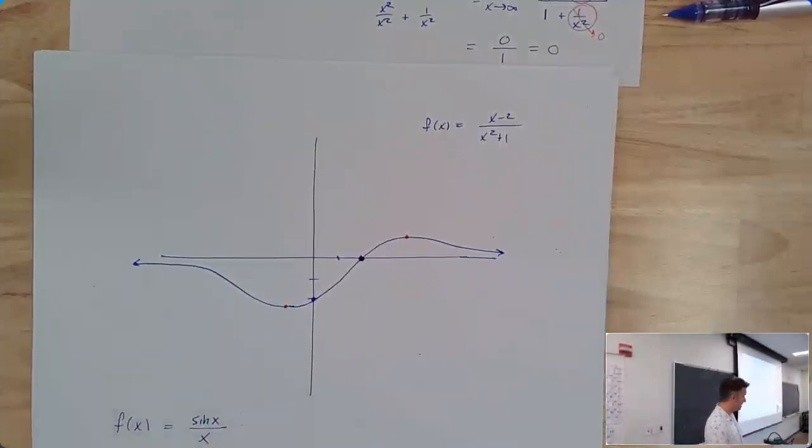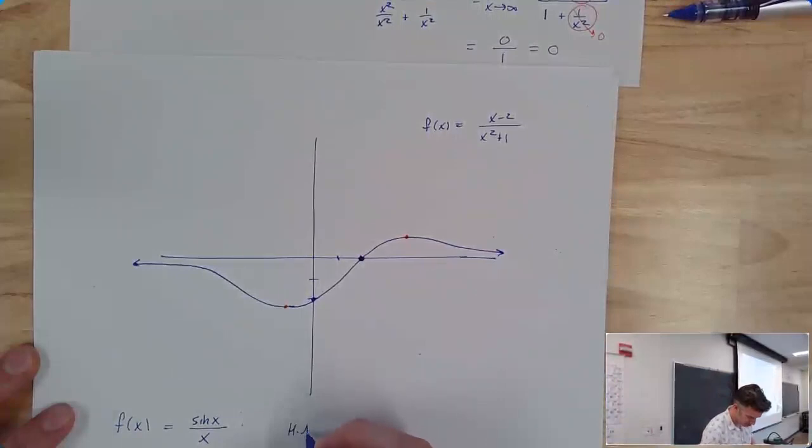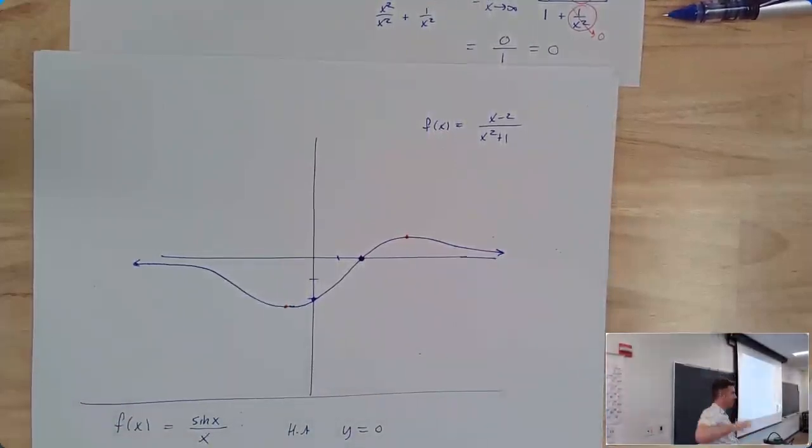It's got a horizontal asymptote, y equal to 0. And it crosses that an infinite number of times. Kind of cool. You should graph it on Desmos sometime.